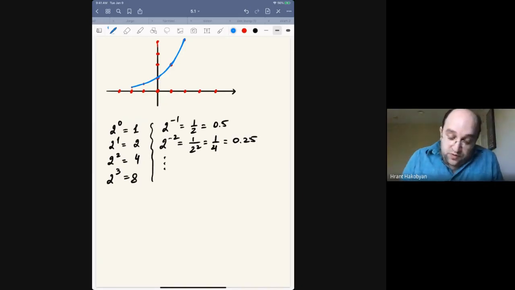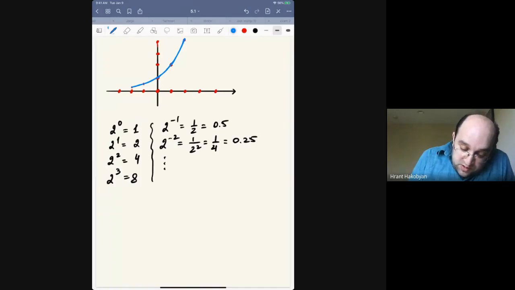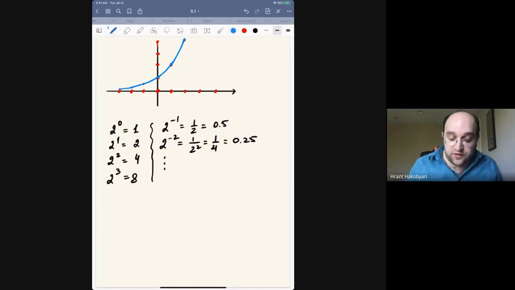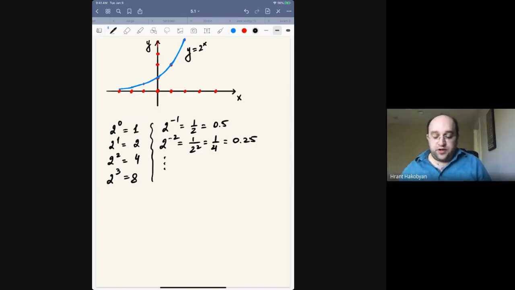And so for negative numbers, it becomes really small really fast, and for positive numbers it becomes really big really fast. So it's a function which goes really fast when x becomes really large, and it becomes really small when x becomes a negative number. Okay, so that's my x and that's my y, and this is the graph of y equals 2 to the x. Okay, so similarly, I could have drawn different examples.